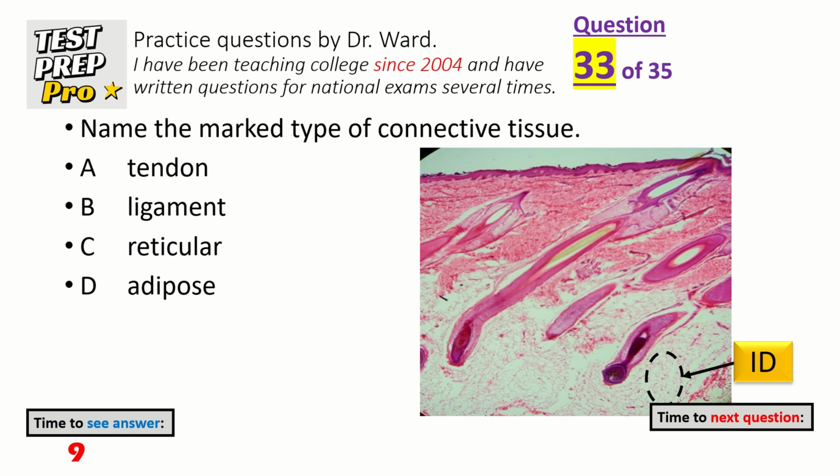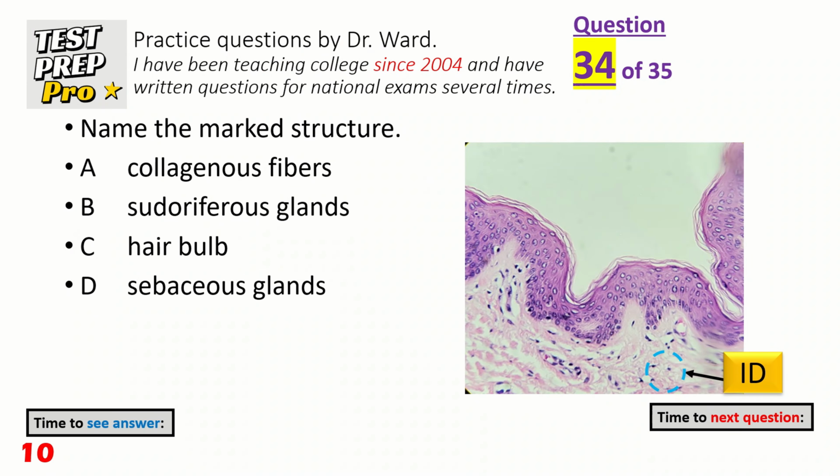Name the marked type of connective tissue. It's pointing very deep, lots of clear, white looking cells with a thin cell membrane. Adipose. It's adipose tissue. Name the marked structure. It's just pointing in the dermis, just general pink proteins all over the place. Collagenous fibers.